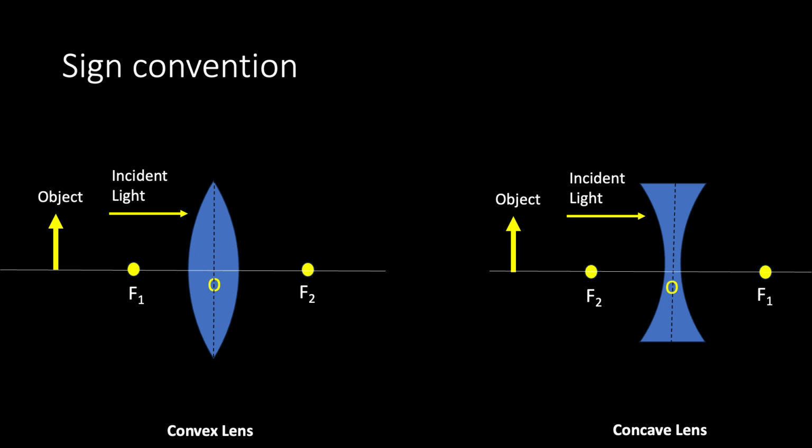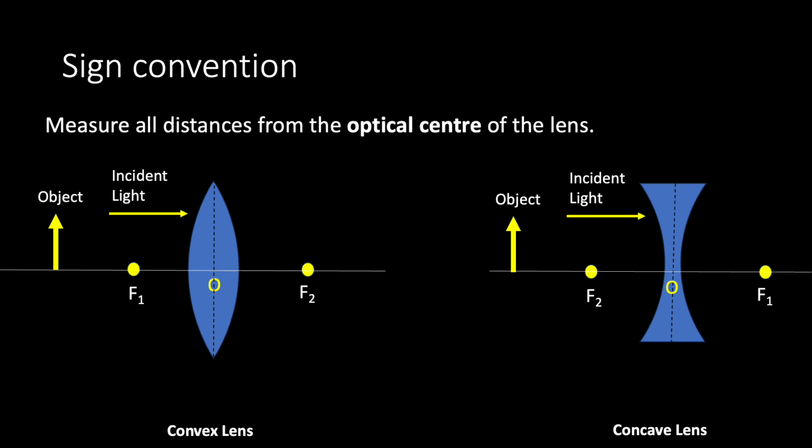Rule number 1. All distances must be measured from optical center of the lens. Whether you are measuring where the object is or where the image forms, your starting line is always the center of the lens, the optical center.